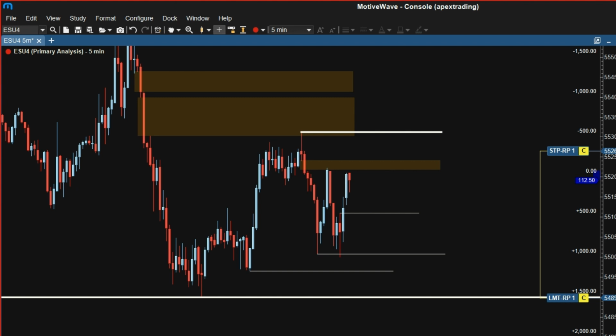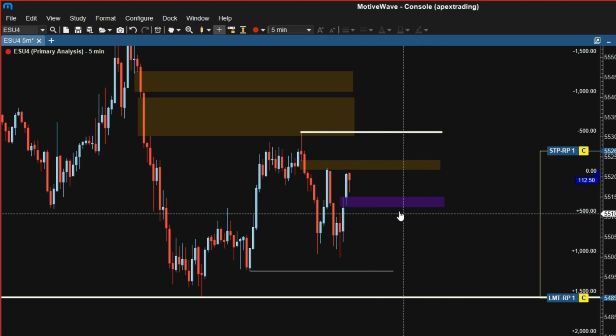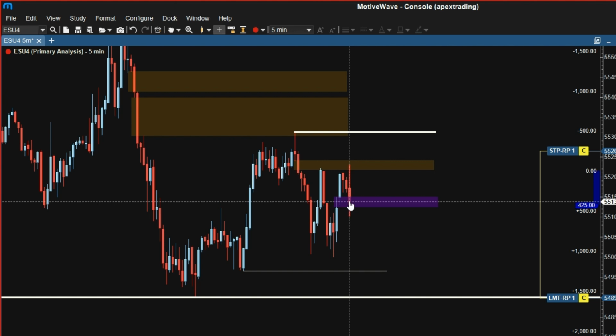Now, I want you to point out another point of interest that was formed here. This is a volume imbalance here. We can discuss this further in another video, right? This is a volume imbalance. That is also a point of interest. This is also going to be a magnet for price to go to. See, it went there.